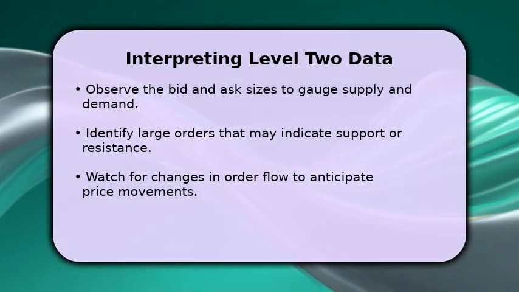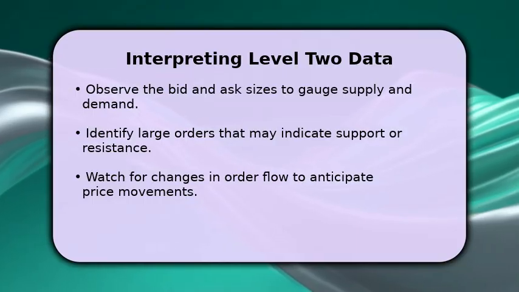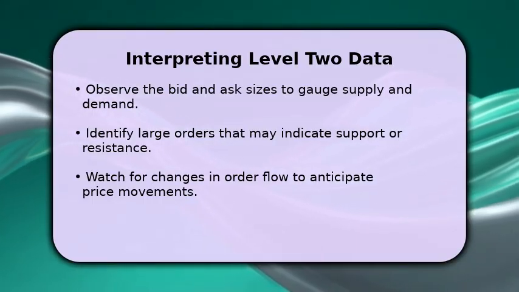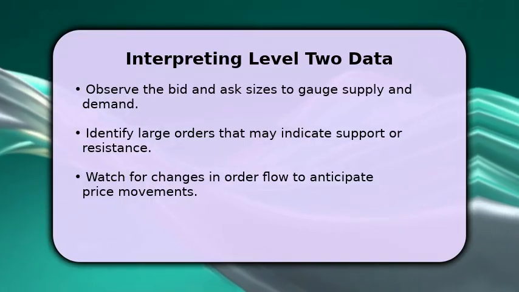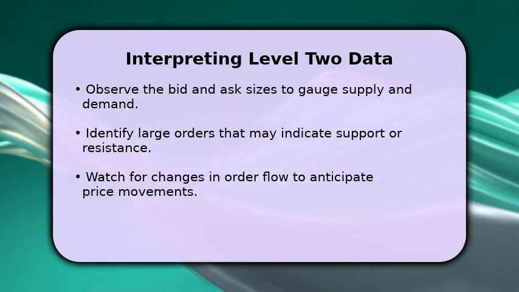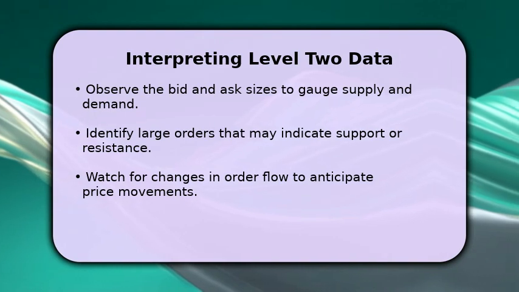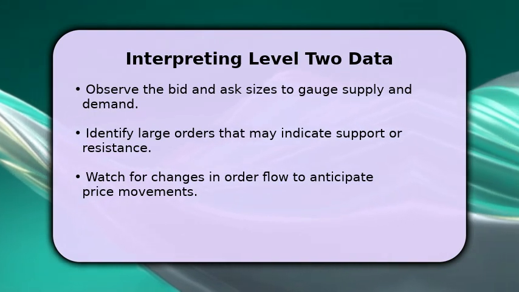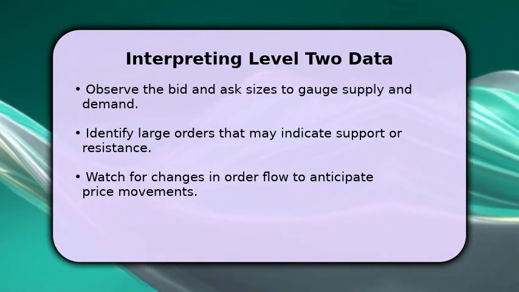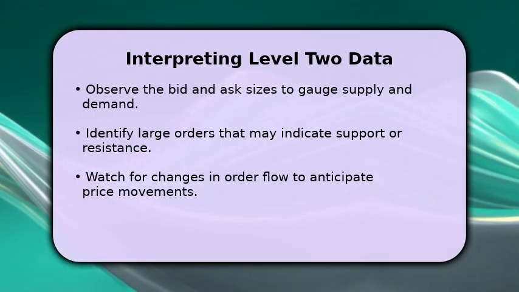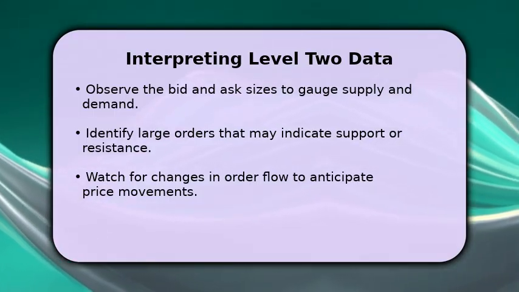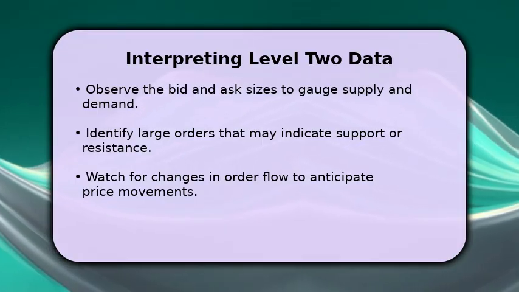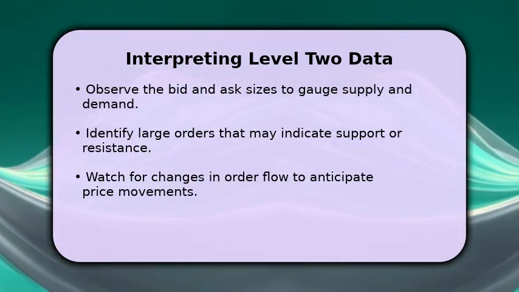Interpreting Level 2 data involves observing the bid and ask sizes. Large orders on the bid side suggest strong support, while large orders on the ask side indicate resistance. Pay attention to how these orders change over time, as shifts can signal potential price movements. Use this information alongside your charts and other indicators for a more complete trading picture, enhancing your overall market analysis.